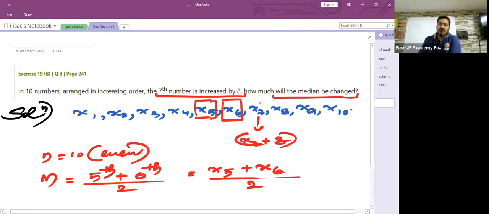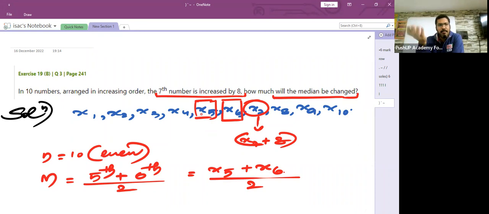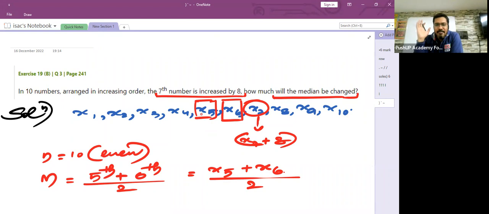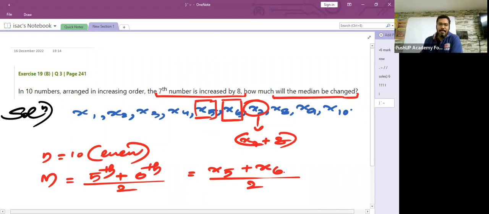But the change is happening where? On the 7th term, children. Isn't it? On the 7th term. So the change happens on the 7th, 8th, 9th, 10th term, or 1st, 2nd, 3rd, and 4th term. Will that ever impact the median value? No. The reason is there is no change happening on the 5th and the 6th term. Unless there is a change happening on the 5th or the 6th term, there won't be any change in the median value. Makes sense, no, children? Yeah, it's as simple as that. Okay. Let's move on to the next sum.